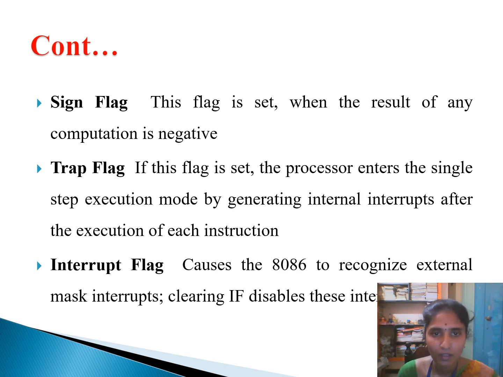Trap flag. If this flag is set, the processor enters the single step execution mode by generating an internal interrupt after the execution of each instruction. Next, interrupt flag. The 8086 recognizes external maskable interrupts. Clearing the interrupt flag disables these interrupts.